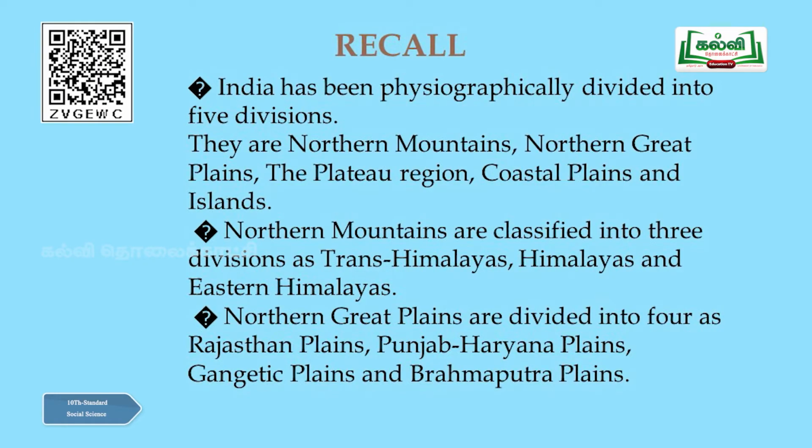I just want to recall for you, India has been physiographically divided into 5 divisions. They are Northern Mountains, Northern Great Plains, the Plateau region, coastal plains and islands. The northern mountains are classified into 3 divisions such as Trans-Himalayas, Himalayas and Eastern Himalayas. The next physical division is Northern Great Plain, which lies to the south of northern mountains. They are also divided into 4 groups such as Rajasthan Plain, Punjab Haryana Plain, Gangetic Plain and Brahmaputra Plain.